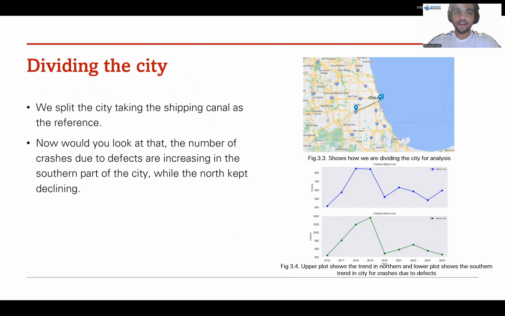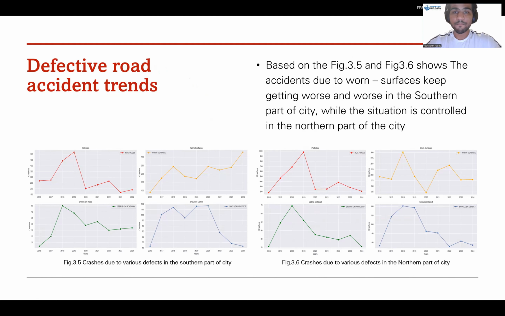And so for that, first we divide the city into two parts to get a thorough understanding of how the crashes are changing for the northern and the southern part of the city. So we divide the city, then we plot the same trend plot for the crashes, and we can see that for the southern part of the city, the crashes due to the defects are increasing, and for the northern part of the city, the crashes due to the defects are decreasing as time passes. So we can focus on the southern part right now.